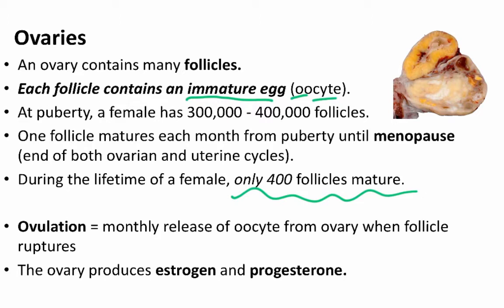Ovulation refers to the monthly release of a mature egg or oocyte from the ovary when the follicle ruptures. And this is an actual image of a human ovary. Different cells in the ovary produce the sex hormones estrogen and progesterone.